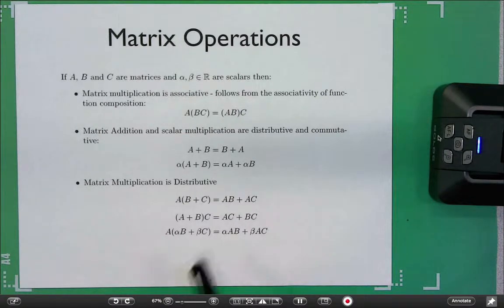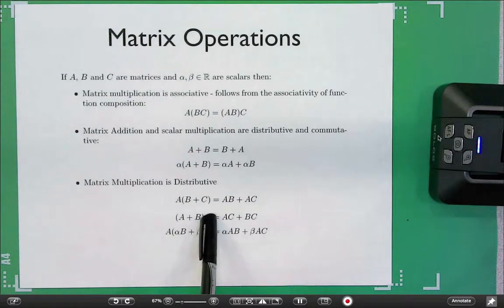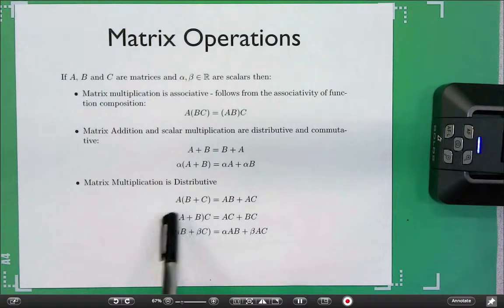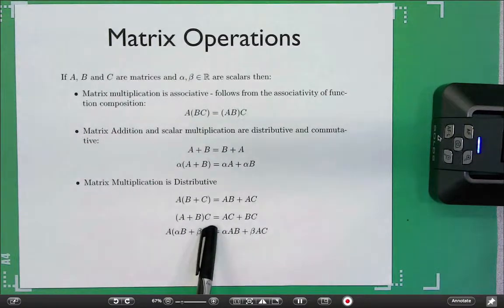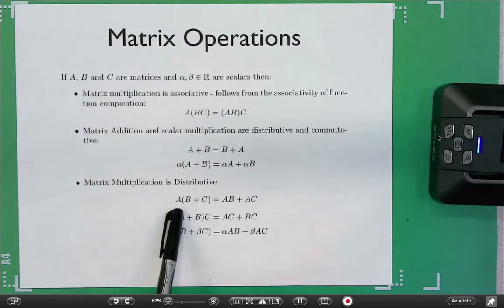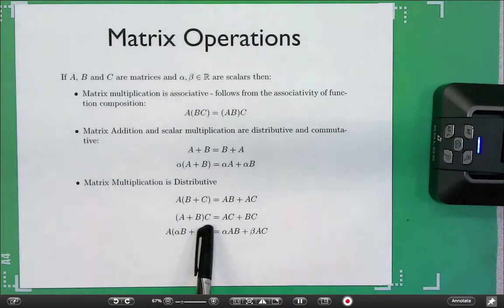What is slightly more interesting is the distributivity property. And here we actually need to do it from both sides. So we will need to differentiate between matrix multiplication from the left and from the right. I will get to it on the very next slide, why we need to do that.